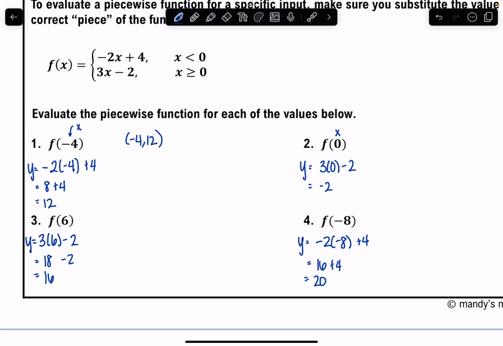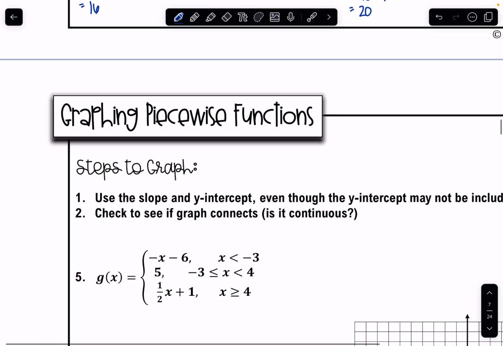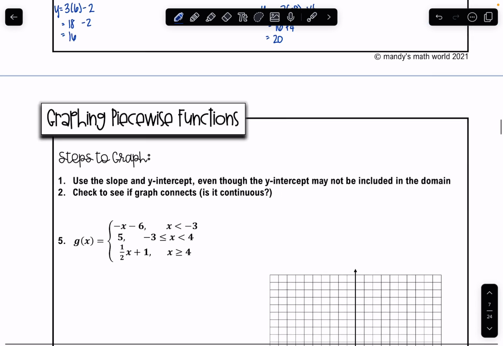So that's just kind of basic knowledge, making sure we still know how to evaluate, making sure we can now apply that into a piecewise function and know my restrictions, right? That these two lines are only appearing in certain places. One less than 0, the other one greater than or equal to 0. So now let's actually go ahead and graph some of them.